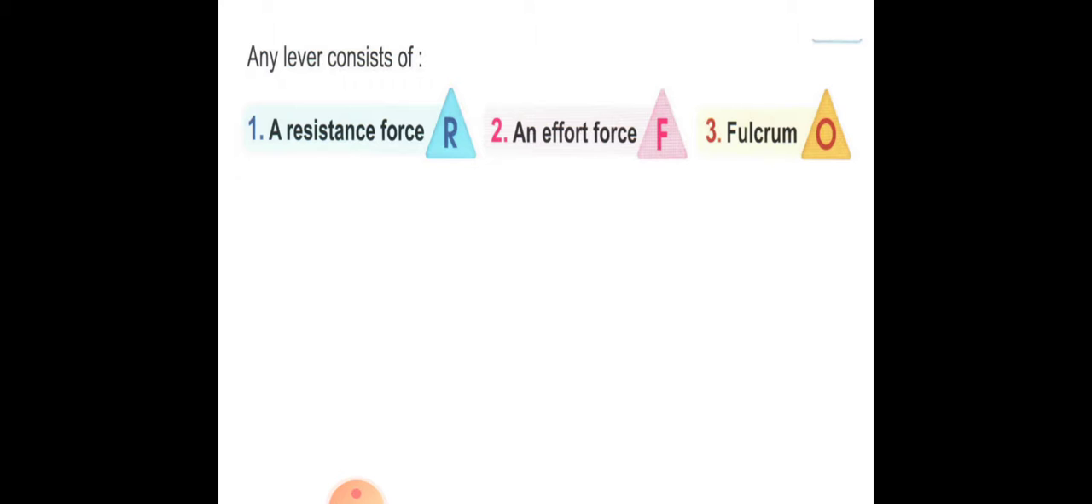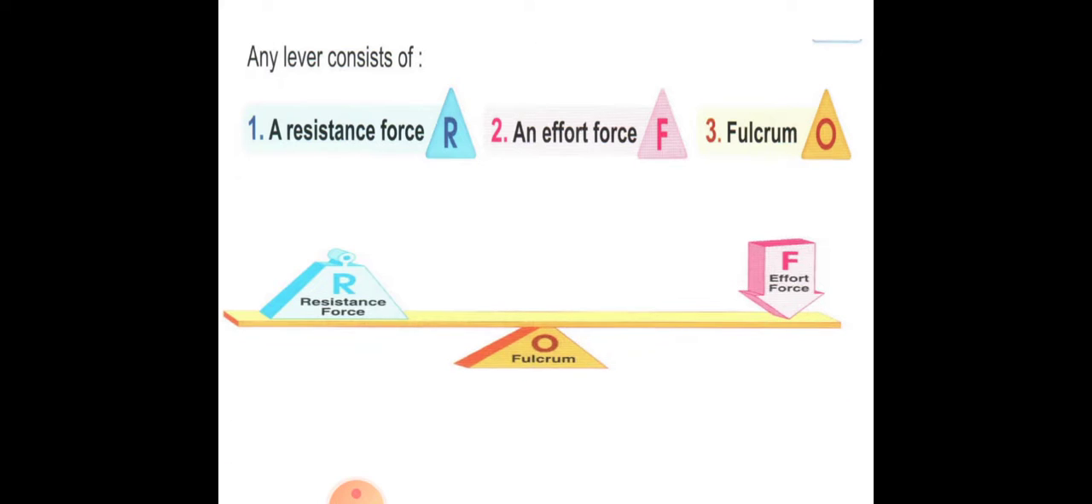The components of the lever consist of number 1, resistant force, and its symbol is capital R. Number 2, an effort force, and its symbol is capital F. And number 3, fulcrum, and its symbol is capital O. So any lever consists of resistant force, effort force, and fulcrum. What is the resistant force? What is the effort force? What is the fulcrum? We will know now.